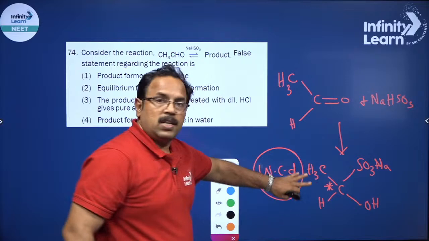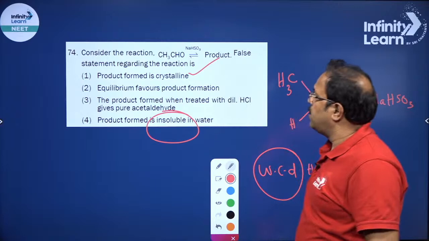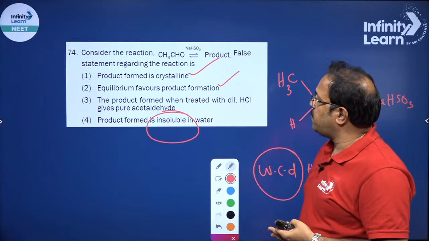It has solubility, so it is in a soluble form. So here it is given insoluble form, that is incorrect. Crystalline form is said, product is yes. Equilibrium favored in product formation, yes, because the reactivity is seen. There is no steric factor involved like in higher ketones. The product formed when treated with dilute HCl gives pure acetaldehyde.